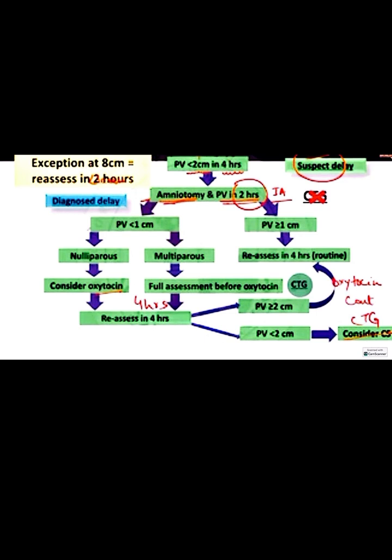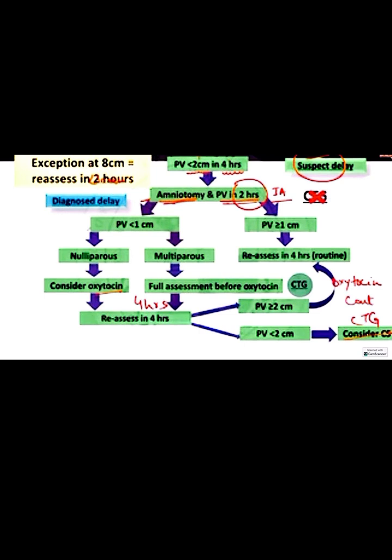Normally, as we have discussed, we have to do PV every 4 hours. Then at every 4 hours, how much progress is needed? In 4 hours, 2 centimeters of progress is normal. But if in 4 hours the progress is less than 2 centimeters, then we will call it a suspected delay, as shown in the diagram. If it is less than 2 centimeters in 4 hours, you will call it a suspected delay.